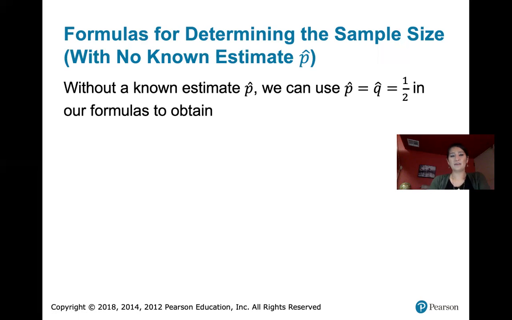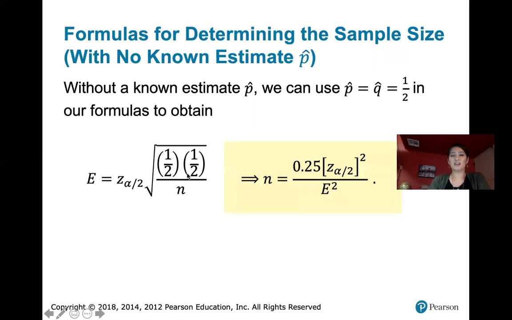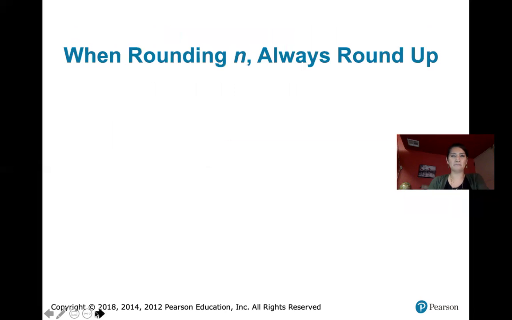If we do that, we can do exactly the same thing that we talked about in the last slide. Just replace the P hat and Q hat with 1/2. 1/2 times 1/2 is 1/4. 1/4 is the same as 0.25. You know, 1/4 of $1 is 25 cents. So we would use this formula instead if we have no prior estimate of P hat, or no prior estimate of the population proportion P, which would be represented by P hat.